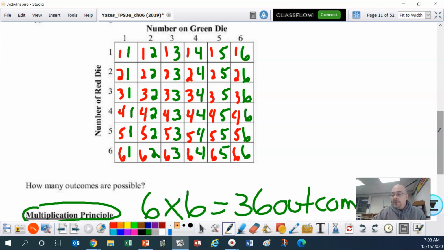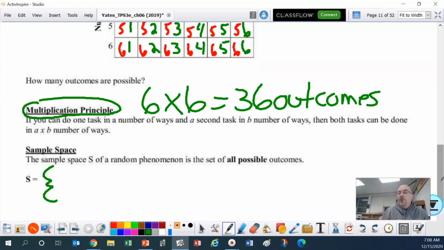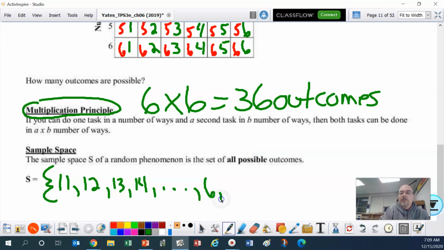Now, this is the whole sample space: 1,1, 1,2, 1,3. But we're not going to rewrite all of those. Normally when you write out sample space, there isn't this many. But the sample space here is 1,1, 1,2, 1,3, 1,4, and I'm just going to go dot, dot, dot. Then I'm going to end it with the last three, which is 6,4, 6,5, and 6,6. So that's the notation you would use for sample space.